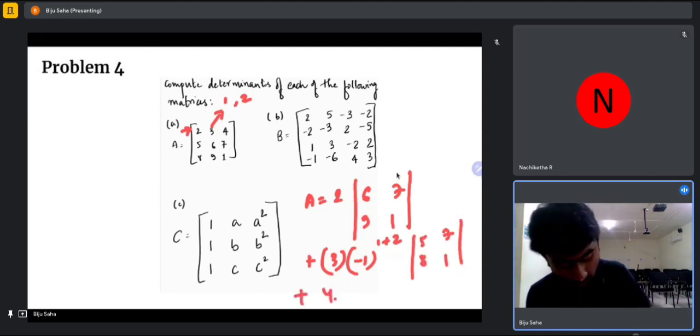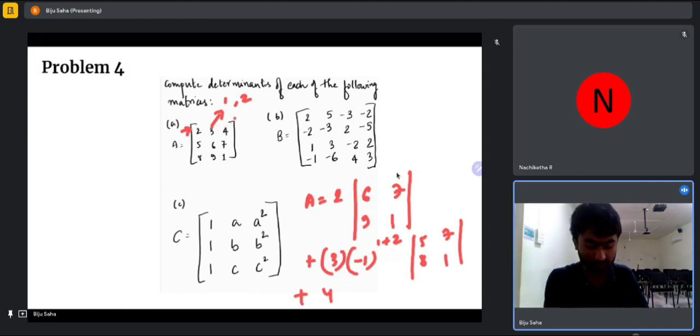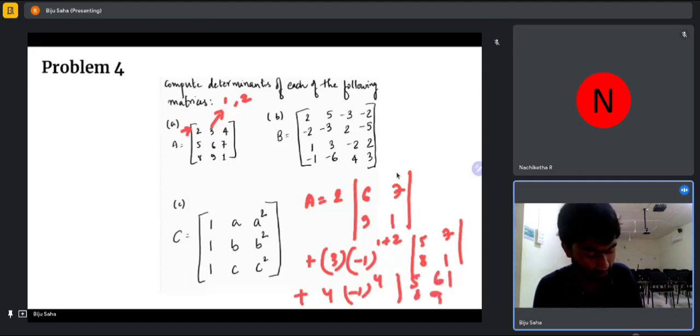Then this fourth element is present in the first row and the third column. So minus 1 to the power 1 plus 3, that is 4, then 8, 9. So this is one way of calculating the determinant.